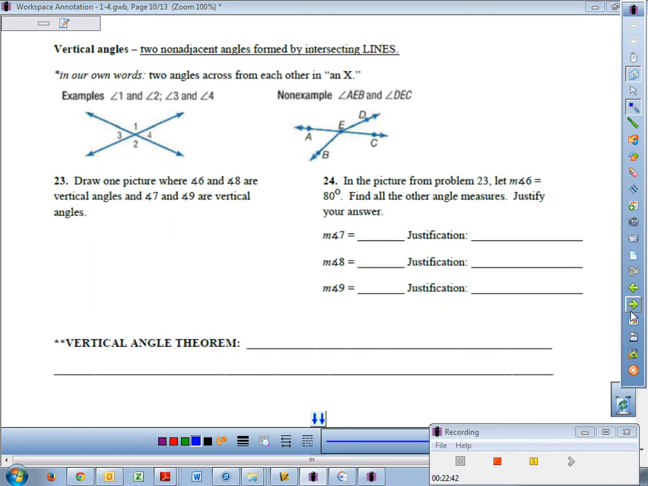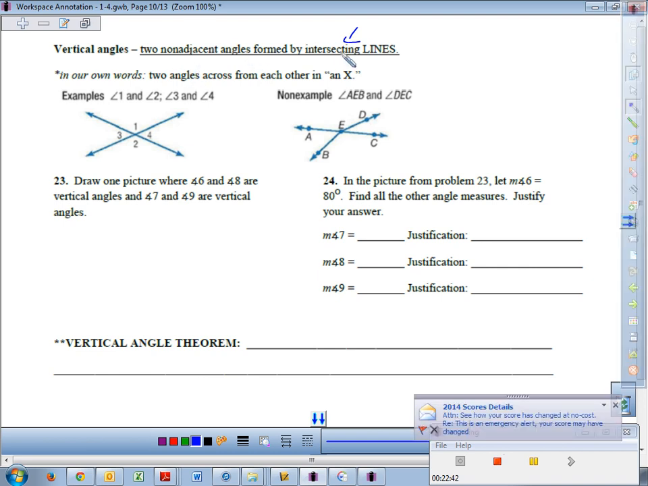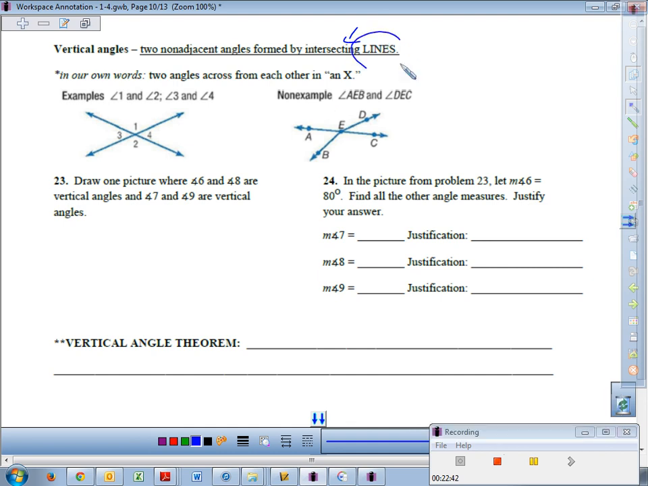Let's go to the next one. Vertical angles. I already defined it for you because it's such a difficult definition. I could care less about that definition if you remembering what it is. What I just want to talk about is two non-adjacent angles formed by intersecting lines. What's the most important word in there? Probably lines, since it's in capital. That's kind of how I read things.